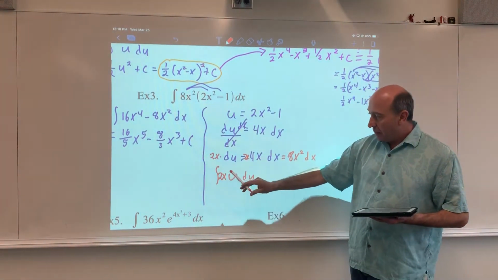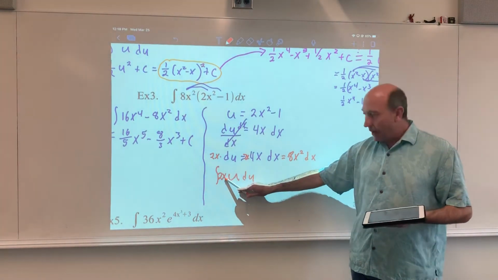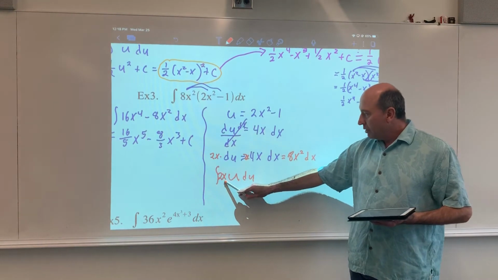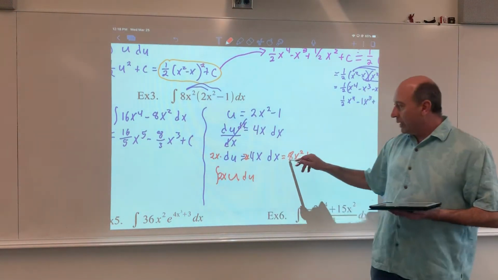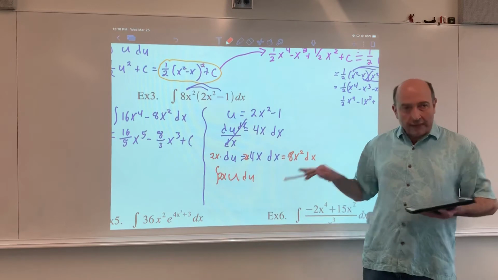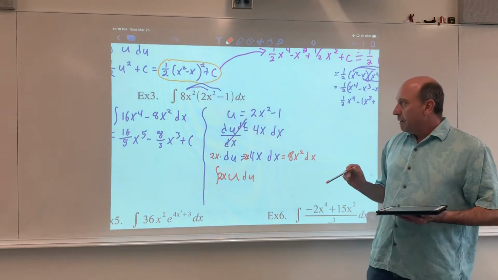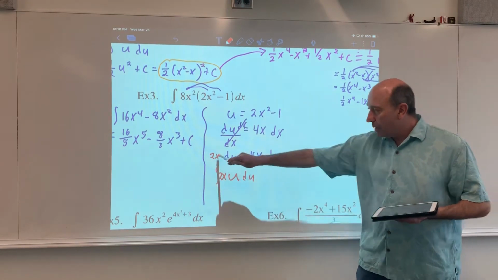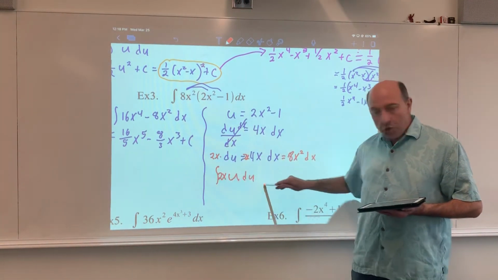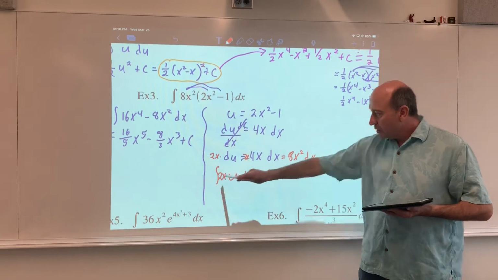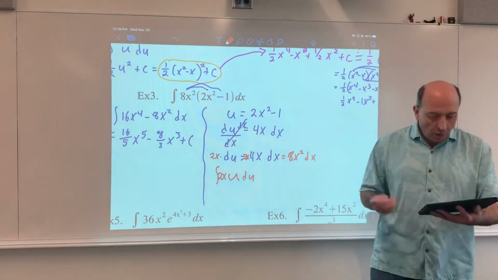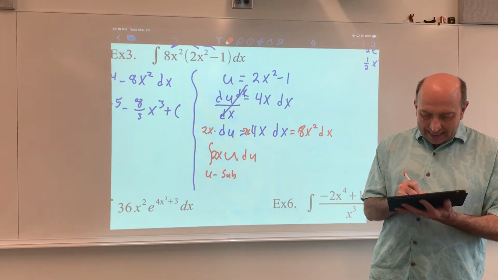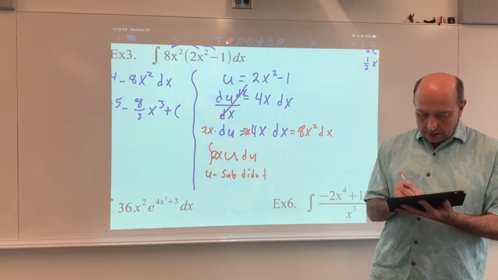There's an x there. This is not a minor drawback. That's a major drawback. Okay, so changing a 4 into an 8, you just multiply by 2. That's a minor drawback. But if you need an x and you multiply both sides by an x, then you can't write it with u's. So this didn't work. We weren't able to write it with u's. U sub didn't work.